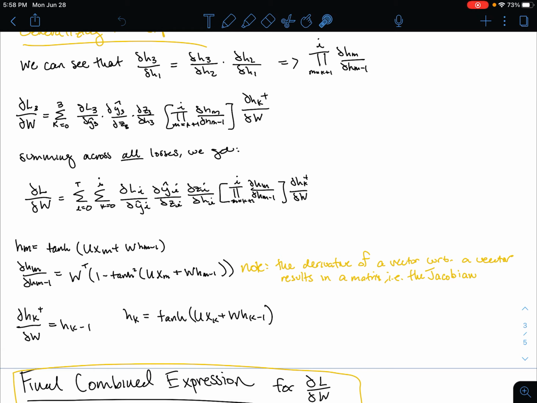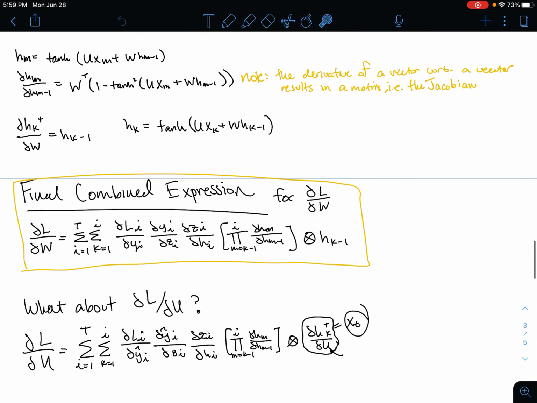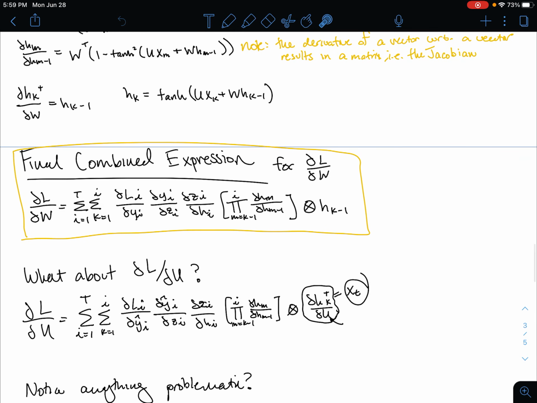The other thing to note is this term right here. We have ∂hk/∂W. This is that explicit definition where we're treating the weight as a constant, and so we can take this expression right here and substitute it in here. And so we get a final combined expression for ∂L/∂W of these two nested summations, this product notation, and the element-wise product of that explicit derivative for each k.